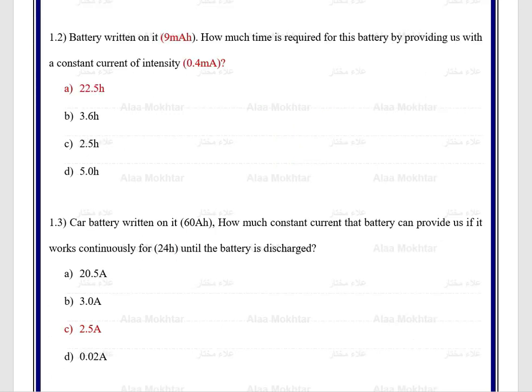Question 2. A battery has written on it 9 milliampere hour. Ampere hour is a charge, so Q equals 9 milli multiplied by 10 to the negative 3 hour multiplied by 3600. The answer will be 32.4 coulomb. How much time? He asked about time. Time in second.